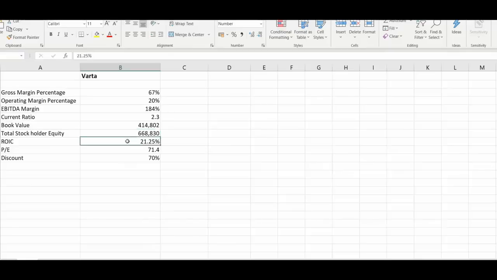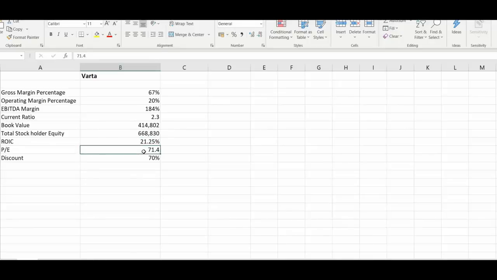Now return on invested capital means that the company invested some money in its own business and was able to generate profit of around 21.25%. Anything above 10% is considered really good for a company. That means the company knows how to invest money to generate profit.